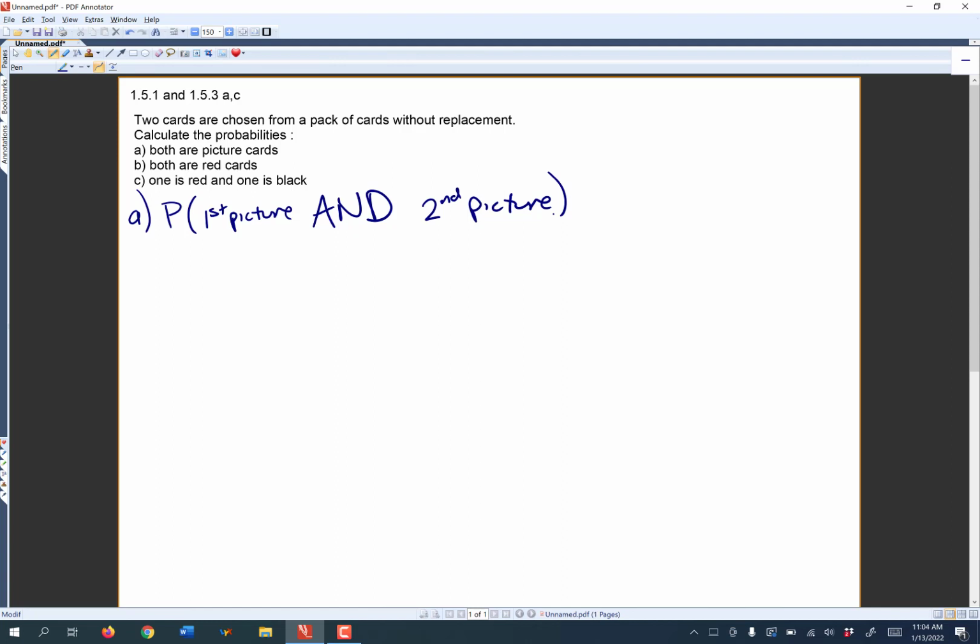So anytime you're looking for the probability of an intersection like that, you need to use a multiplication rule. But what you have to ask yourself is, are these 2 events independent or dependent? Because depending on what you answer, that's going to affect which rule we use. So you have to ask yourself, is the event of getting the first card to be a picture card and the second card to be a picture card, are those going to be affecting each other in any way? Are they independent or dependent?